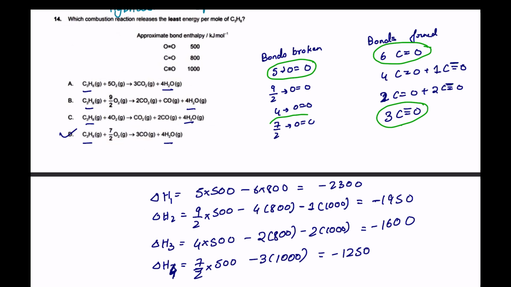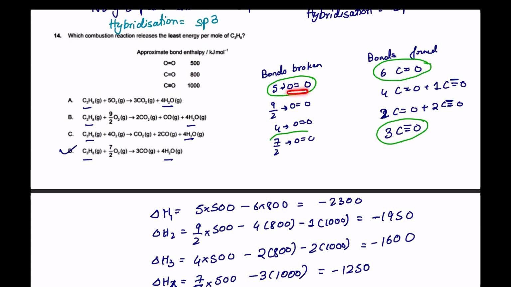Now we have to just do the calculation. To break bonds, we have to apply energy and bond formation releases energy. So breaking of bonds, the energy would be positive and forming of bonds, the energy would be negative. In the first case, 5 O=O bonds were broken. So 5 times 500, this much amount of energy was required. And how much energy was released? 6 C=O bonds. So 6 times 800, this much energy was released. So total of 2300. The enthalpy comes out as minus 2300. So a total of 2300 kilojoules of energy was released.